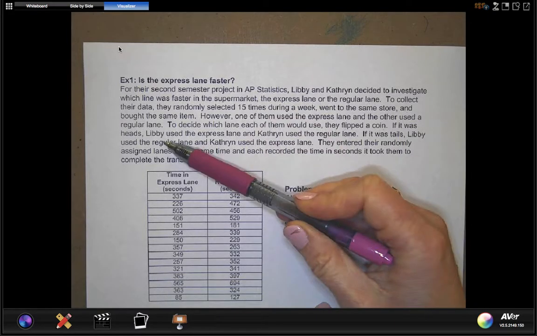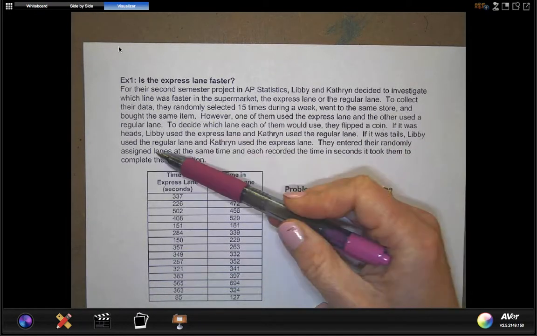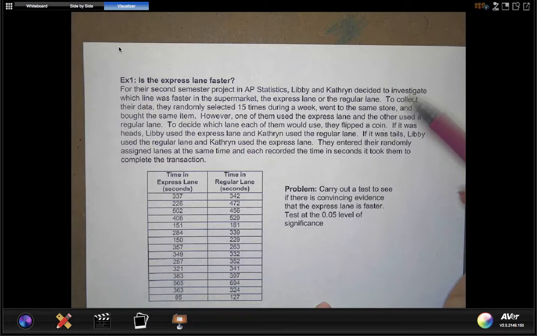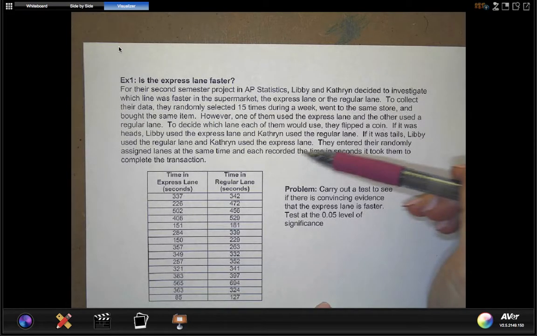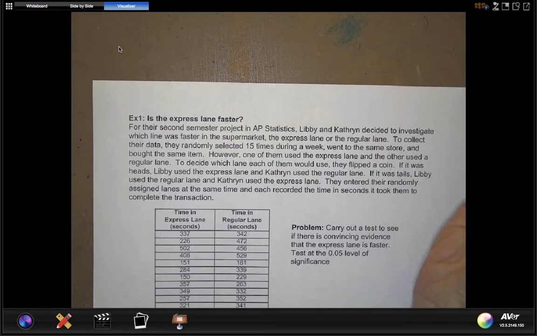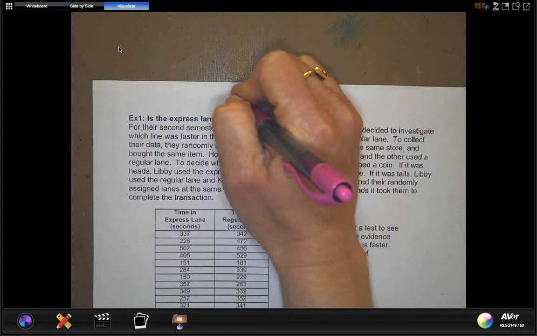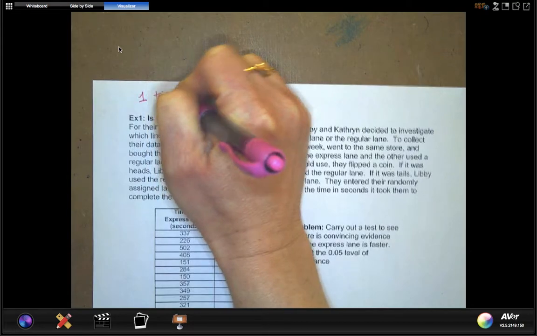If it was heads, Libby used the express lane and Catherine used the regular lane. If it was tails, Libby used the regular lane and Catherine used the express lane. They entered their randomly assigned lanes at the same time and each recorded the time in seconds it took them to complete the transaction. So this is a matched pair because they're picking one time slot.